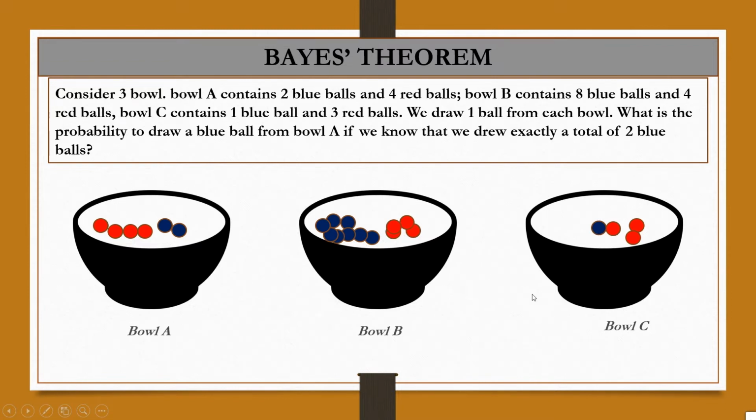Now, if we draw one ball from each bowl, what is the probability of drawing a blue ball from bowl A, if we know that we drew exactly a total of 2 blue balls? If you didn't understand the question, please read it again. So, I hope all of you have understood the question.